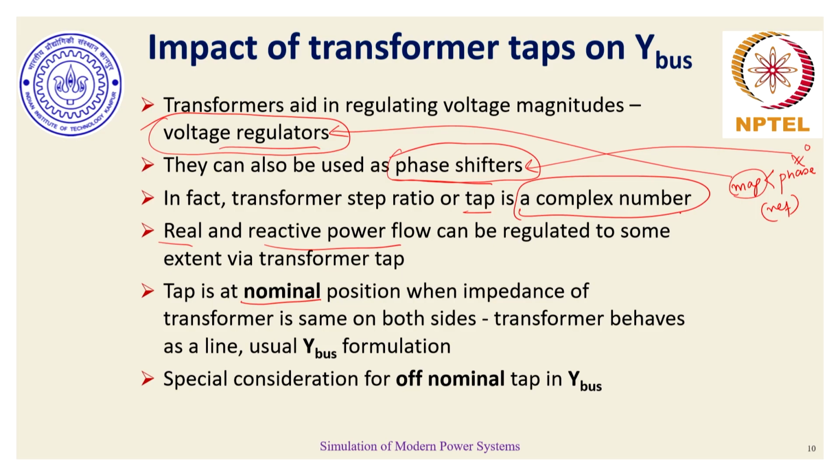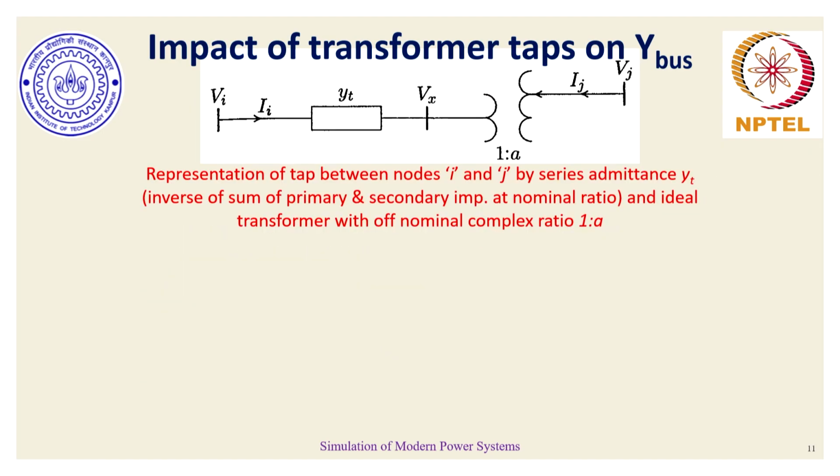Nothing new needs to be done while evaluating the bus admittance matrix in the presence of transformers. Only when the transformer is at off nominal position, so that the real and reactive power flows can be regulated under different operating conditions, proper consideration has to be done for Y bus. So what do we do?